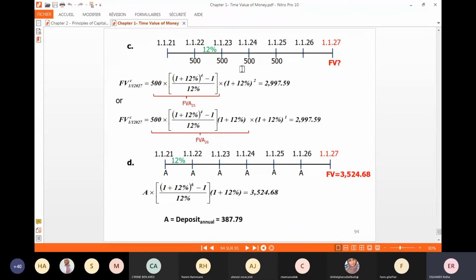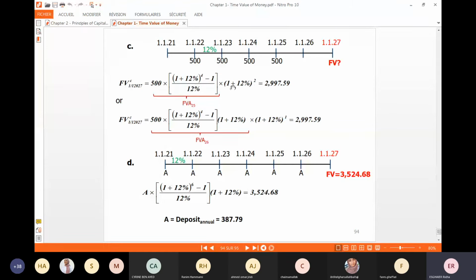This will allow me to compute the future value of these 4 deposits at the date 1/1/2025. Sir, I have a question. I'm asked to compute the future value of these 4 deposits on 1/1/2027, not 25, and I computed their value for 25. To compute their value for 27, as I explained at the beginning of this session, we compound this amount for an additional 2 years. So 1 plus i to the power 2.